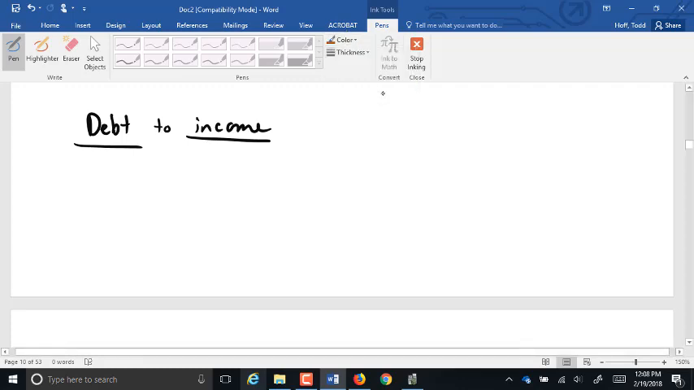That basically is how much of your income is already tied up in debts. For example, let's say you have a car payment of $200 a month.